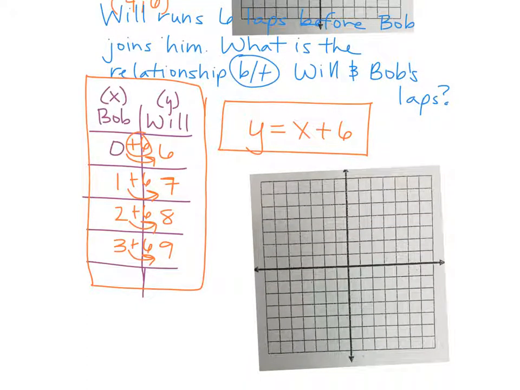Okay, so we are plotting 0, 6. I'm going to count by 2s, otherwise we're going to run out of space here. So both of those are going to be by 2. So 0, 6 would be 2, 4, 6. 1, 7 would be 2, 4, 6, 7. 2, 8 would be 2, 8, and 3, 9.